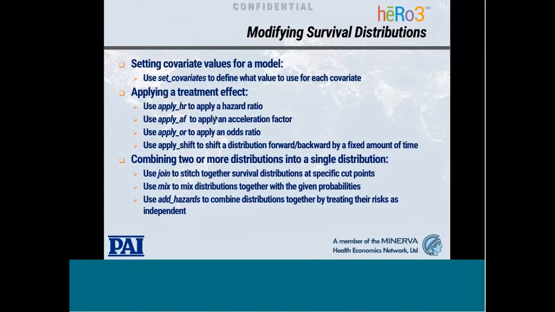And then finally, we have the add hazards function, which combines two or more survival distributions together as if they represent independent risks. For example, if you have a survival distribution which represents disease-specific mortality and another one which represents general population mortality, you can combine those using add hazards to reflect all-cause mortality. And so that's a lot to digest, but let's do a simple example which provides examples of how to use some of these functions.